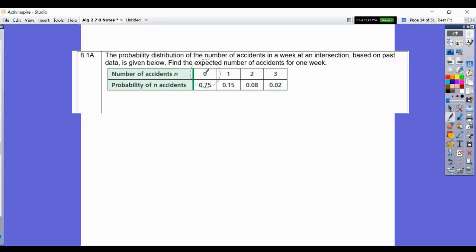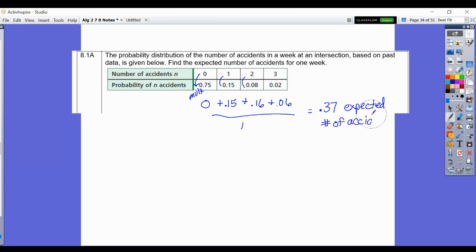So to do that, we're going to multiply these. And so when you multiply 0 by anything, you get 0. We're going to multiply these, 0.15. Multiply these, that's 0.16. And multiply that is 0.06, divided by 1 again, is 0.37. That is my expected value. In this case, it's my expected number of accidents in a week. So I can expect 0.37 accidents.